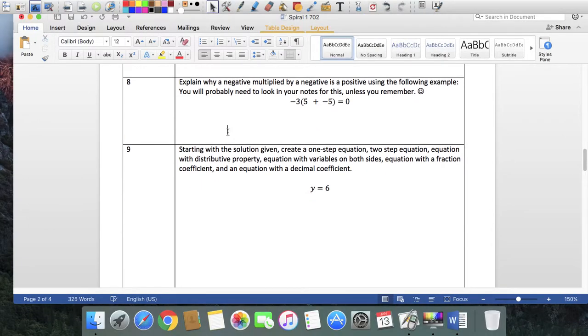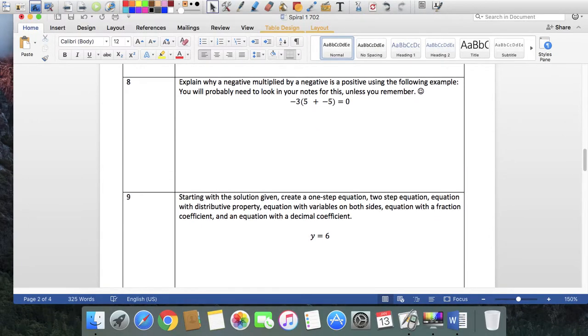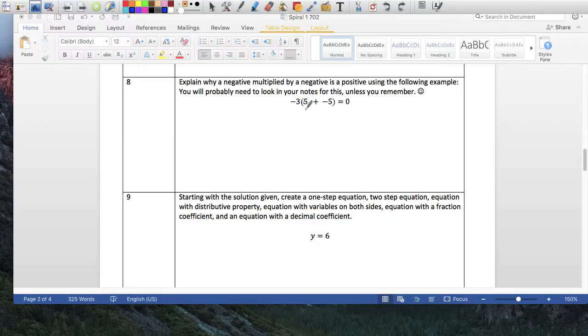negative. Great. Explain why a negative times a negative is a positive. So it goes back to one of the things we did earlier in the year. So let's solve this right now as it is, without proving anything. So I would get negative 3 inside the parentheses, 5 plus negative 5 is 0. Then I would multiply negative 3 and 0, and I get 0. So basically what I'm trying to tell you is that I just proved that the left side equals the right side. So we know that negative 3 times parentheses 5 plus negative 5 equals 0. So that is a true statement.